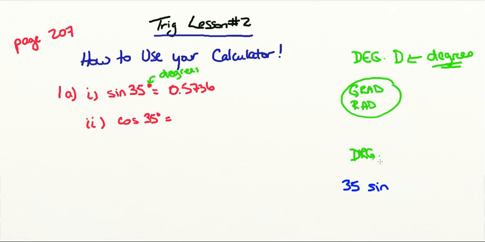Okay, so let's try number 2, or 1a2, cos 35. The answer for that is 0.8192. Remember, we have to round up to the last digit.